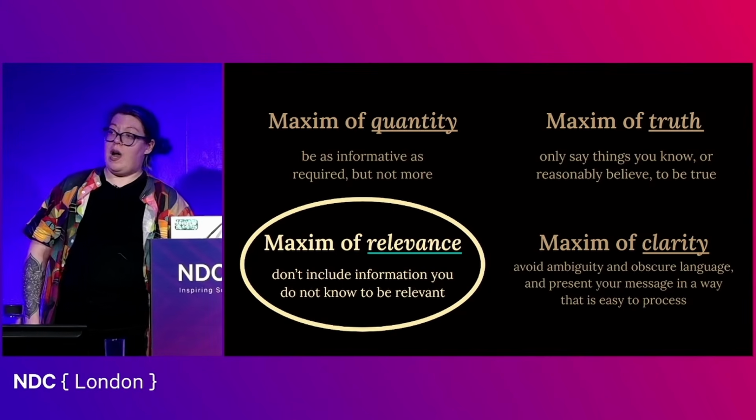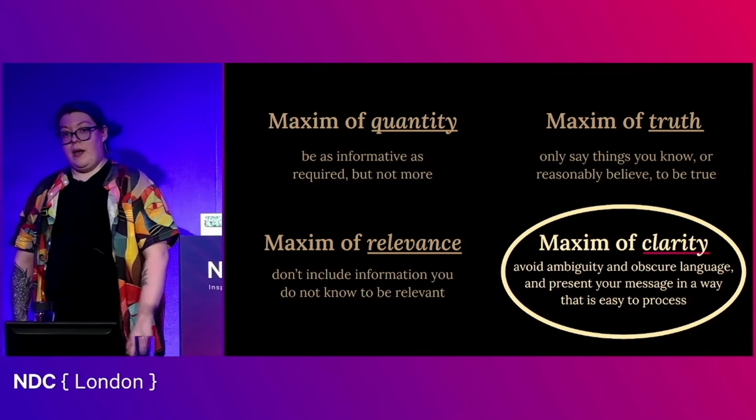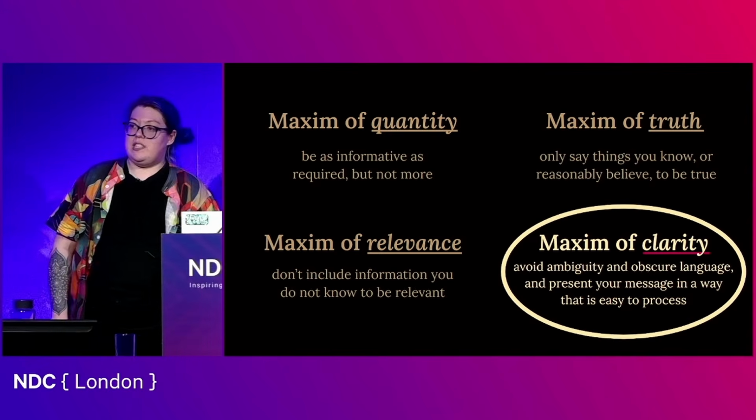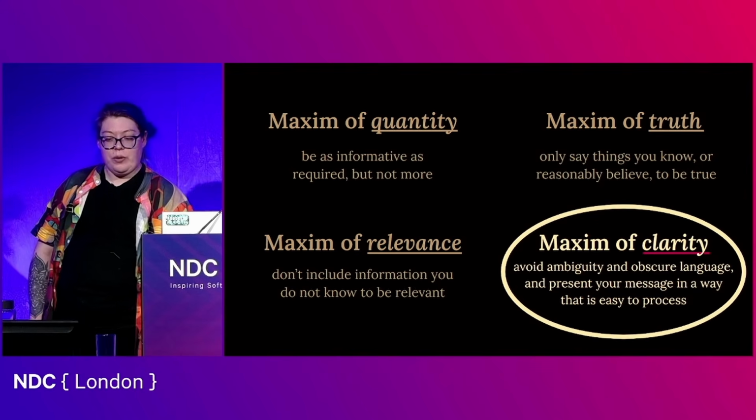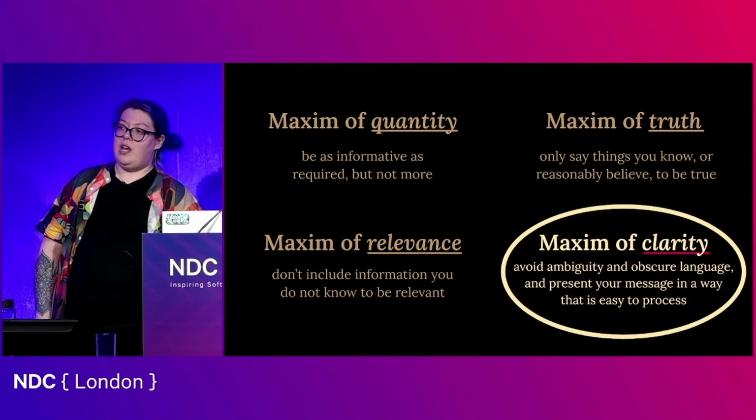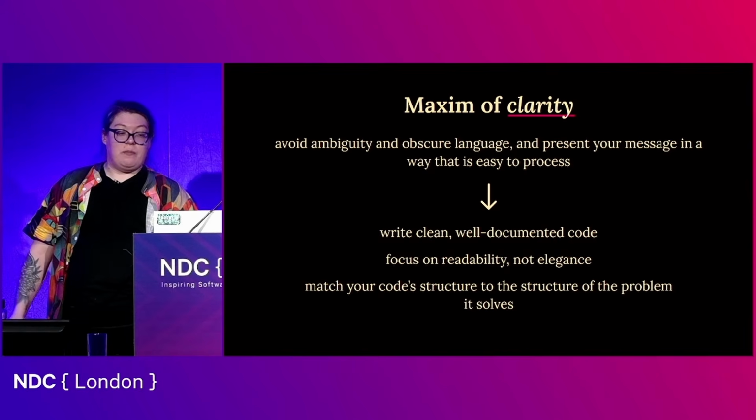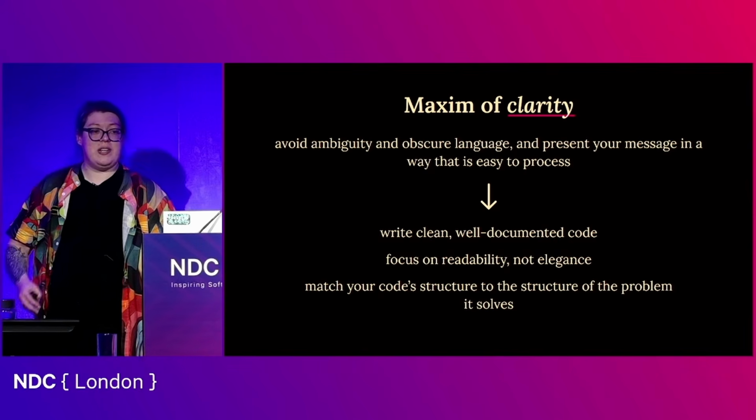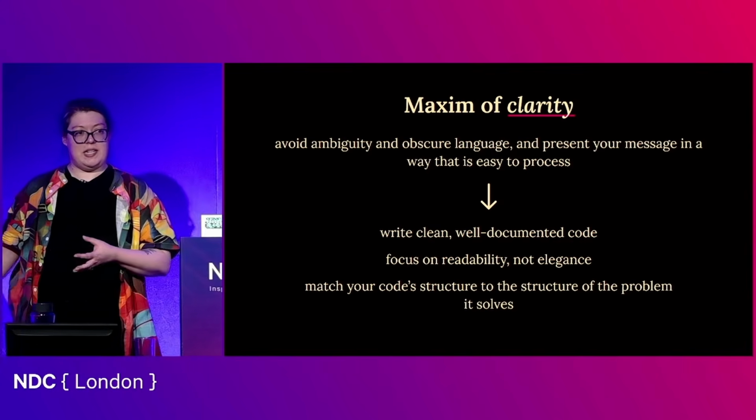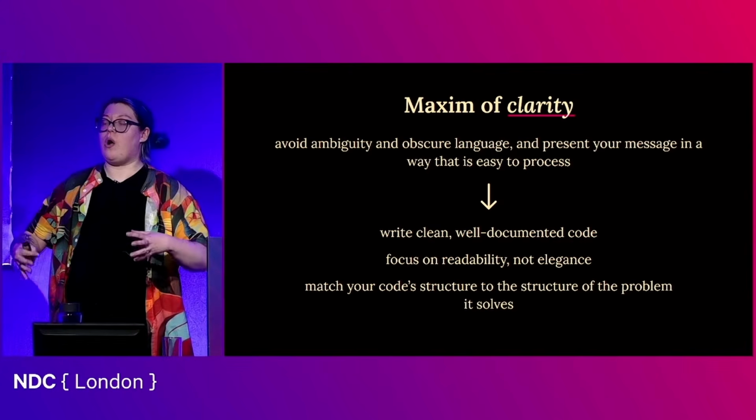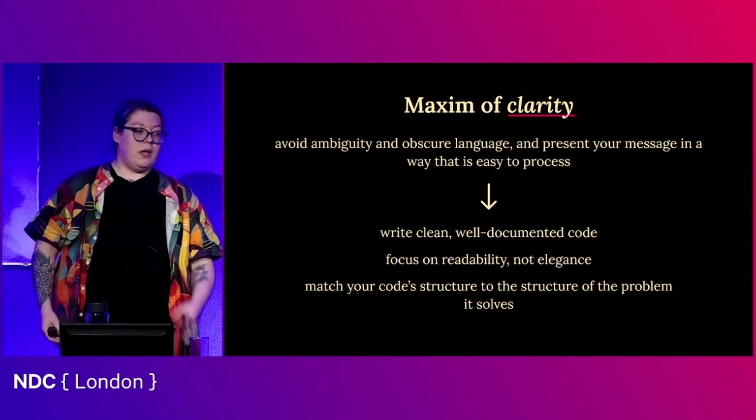But a lot of what I would like to talk about for the rest of this talk comes from this one, the maxim of clarity. Because what does this mean when we apply it to code? Avoid ambiguity in your code, avoid obscure language. This can mean things like writing clean and well-documented code, avoiding cleverness, avoiding the neat one-liner, focusing on readability instead, designing your code to be easily understandable by another human, not just the computer.